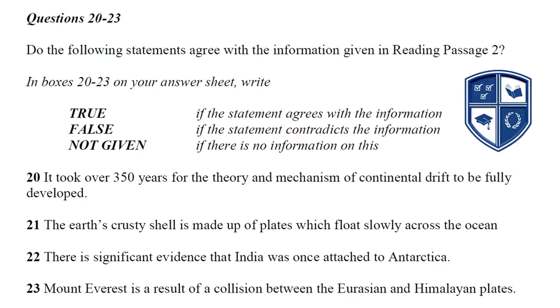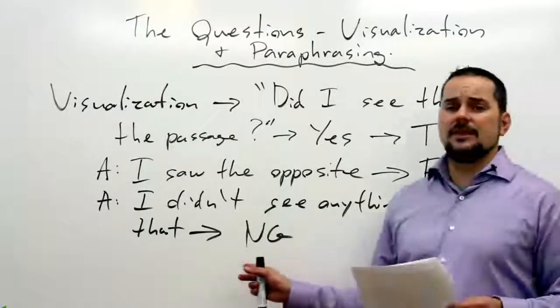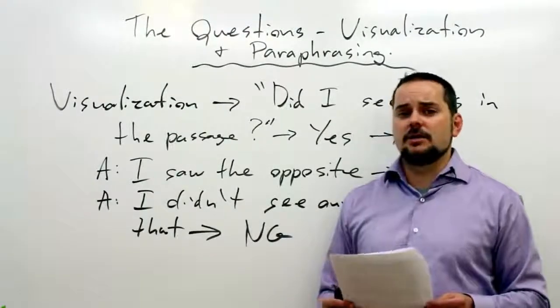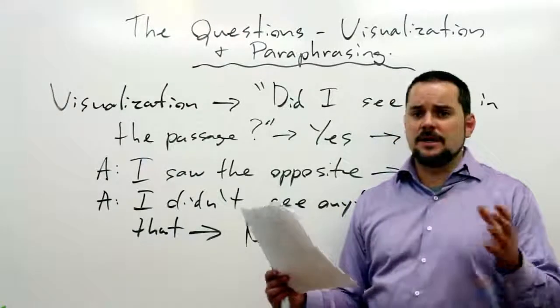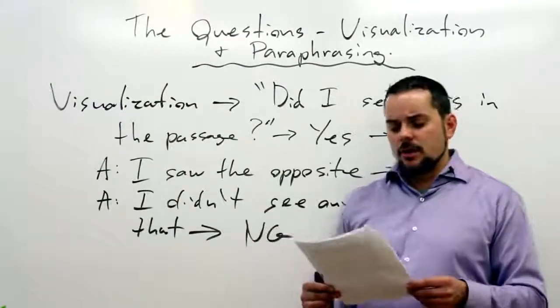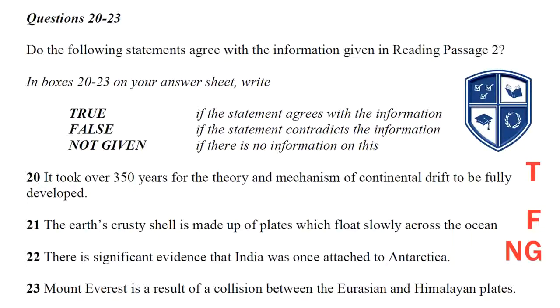There's significant evidence that India was once attached to Antarctica. I didn't see anything like that when I visualized this passage of India being attached somewhere else. Especially to Antarctica, which is of course all covered with ice, and India is a very warm place. So I didn't visualize this very warm Indian subcontinent landmass being attached to this icy piece. So it's just not going to be there. So it's not given.